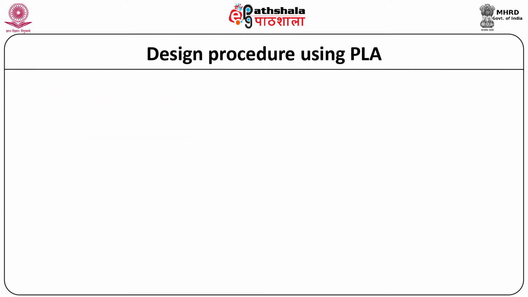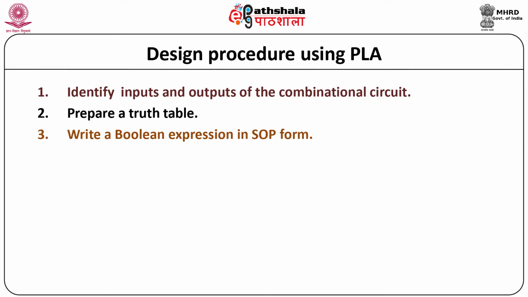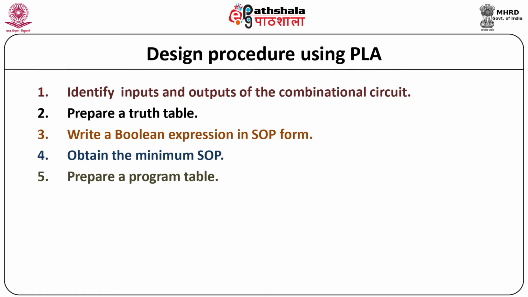In order to implement combinational circuit using PLA, it is necessary to follow a systematic procedure as described below. First, identify the number of inputs and outputs of the combinational circuit. Step 2, prepare a truth table. Step 3, write a Boolean expression in sum of product form. Step 4, obtain the minimum SOP form to reduce the number of product terms to a minimum. Step 5, prepare a program table consisting of product terms, inputs and outputs. At this stage, all the product terms must be numbered.